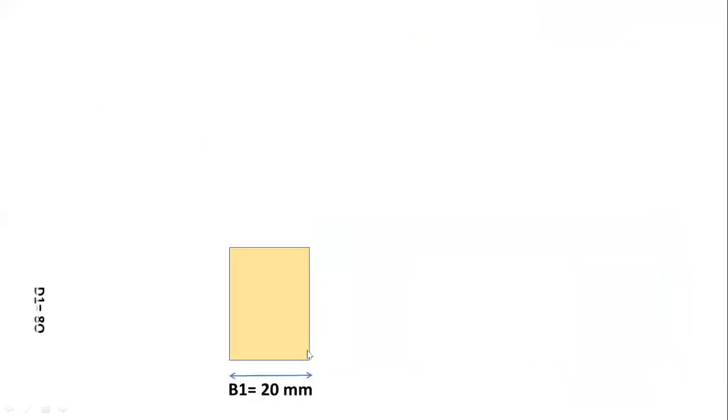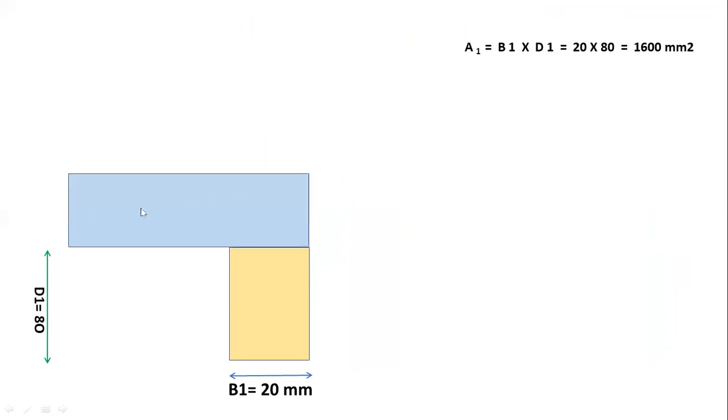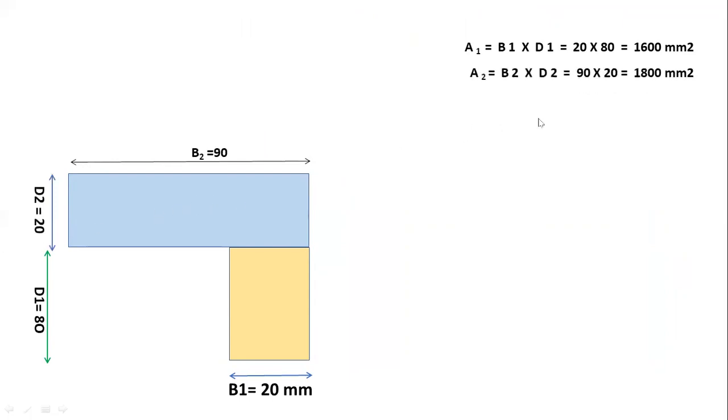This is the bottom rectangle, base B1 equal to 20 and depth D1 equal to 80. So the area of the bottom rectangle A1 equal to B1 by D1 equal to 20 by 80 equal to 1600. And this one is the second rectangle, base B2 equal to 90 mm and depth D2 equal to 20 mm. So the area of the middle rectangle A2 is B2 by D2, equal to 90 by 20 equal to 1800 mm square.